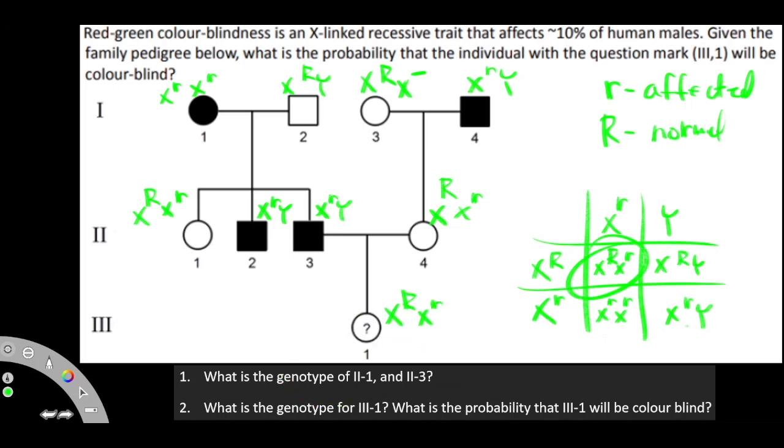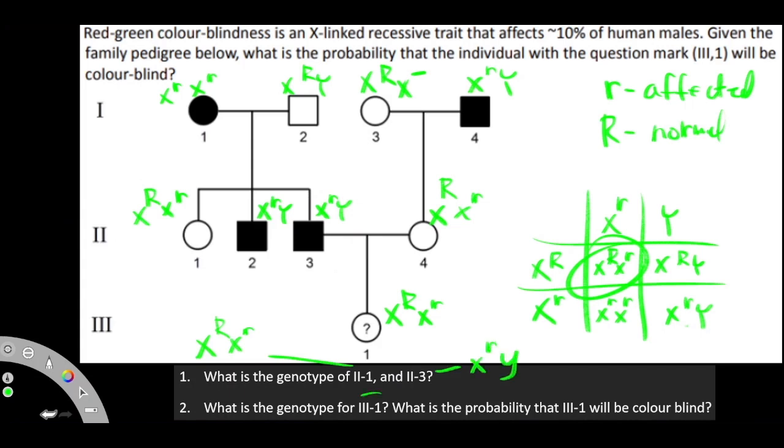So let's answer these questions. What is the genotype of 2, 1? All right, so this is row 2 and number 1 over here. So this would be X to the big R, X to the small r, right? And then 2, 3. Same row 2 for the third one. This is X to the small r, Y.